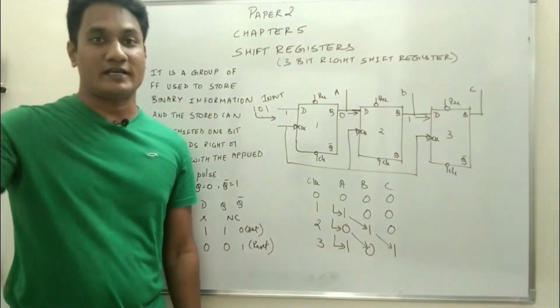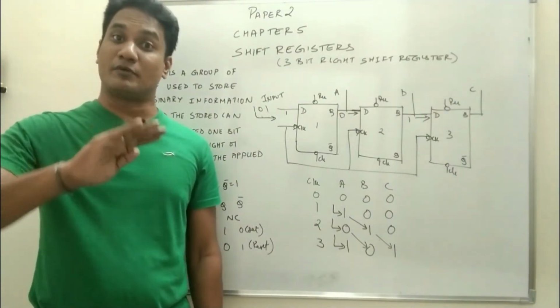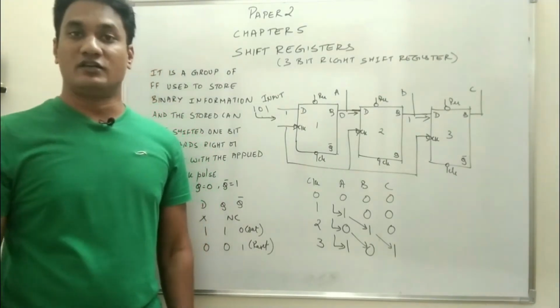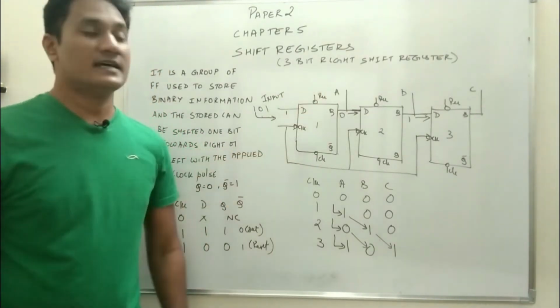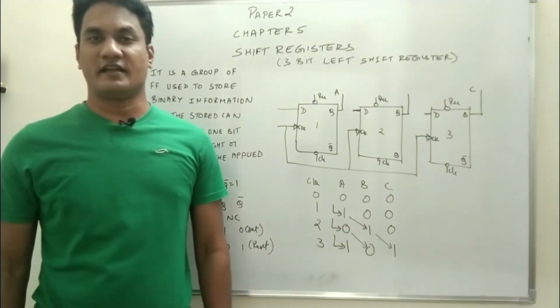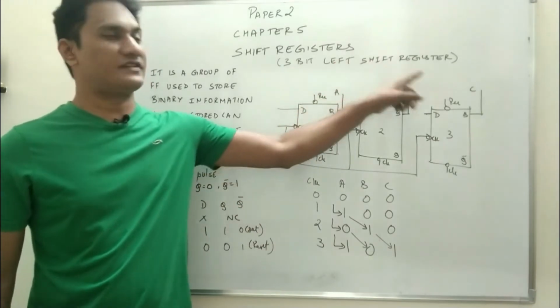So with each applied clock pulse, the data is getting temporarily stored in the flip-flop. At the same time, it is shifting one bit towards right. Therefore, it is called a 3-bit right shift register. The next circuit is the 3-bit left shift register.